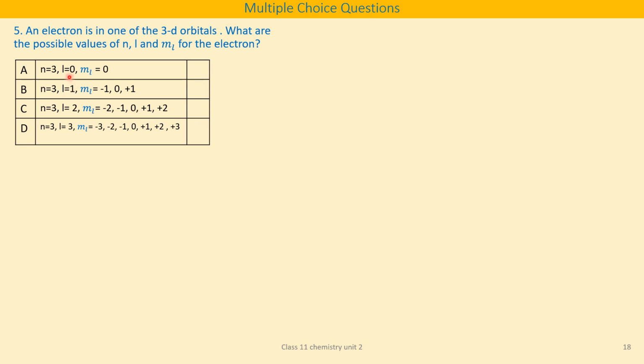Four options are given. Option A: N is equal to 3, L is equal to 0 and ML is equal to 0. Option B: N is equal to 3, L is equal to 1, ML is equal to minus 1, 0 and plus 1. Option C: N is equal to 3, L is equal to 2, ML is equal to minus 2, minus 1, 0, plus 1 and plus 2. And option D: N is equal to 3, L is equal to 3, ML is equal to minus 3, minus 2, minus 1, 0, plus 1, plus 2 and plus 3.